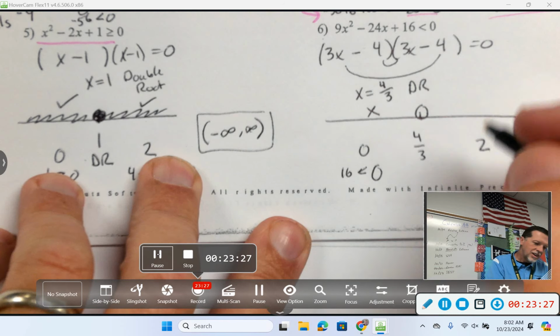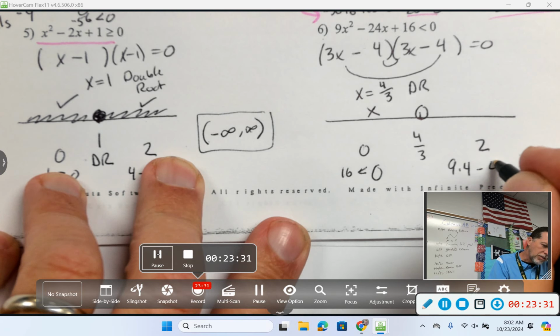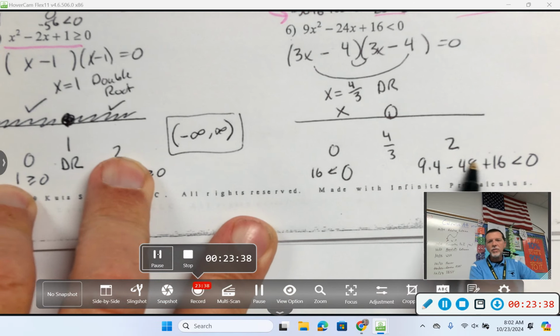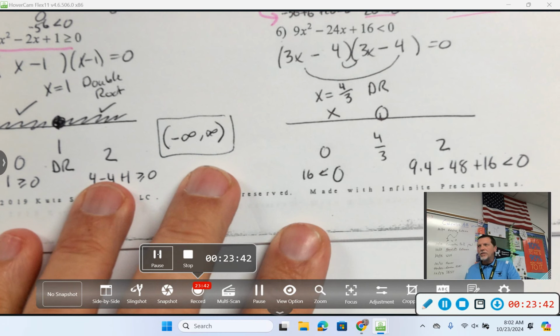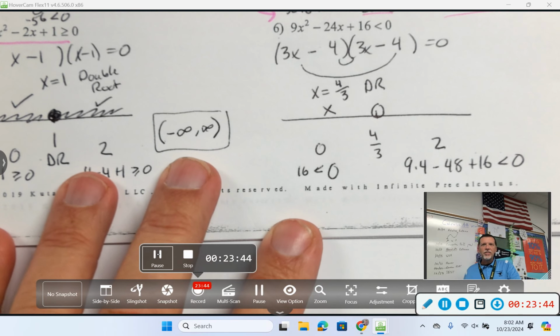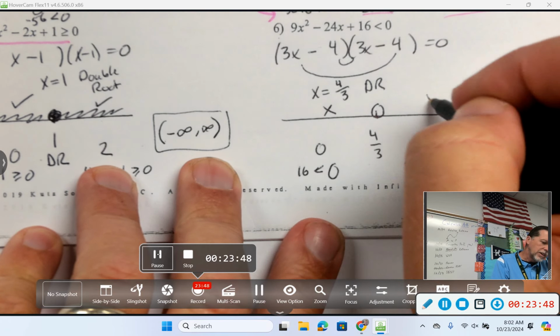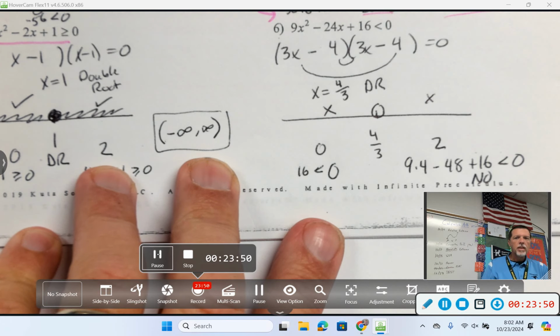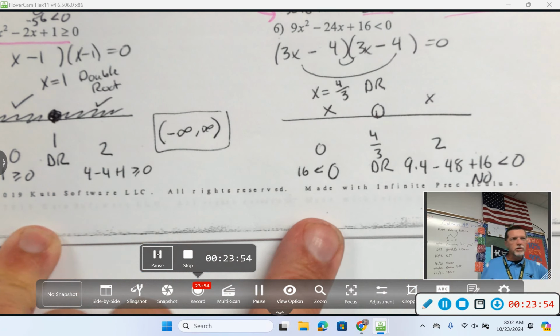2 does not work. 9 times 4 minus 48 plus 16 is less than 0. Yeah, 36 plus 16 is bigger than 48, right? Even if you don't know the details. So that's a no. So it did not alternate across a double root.